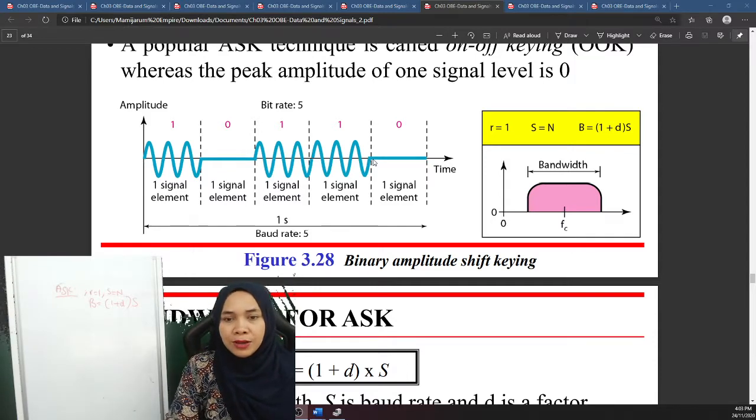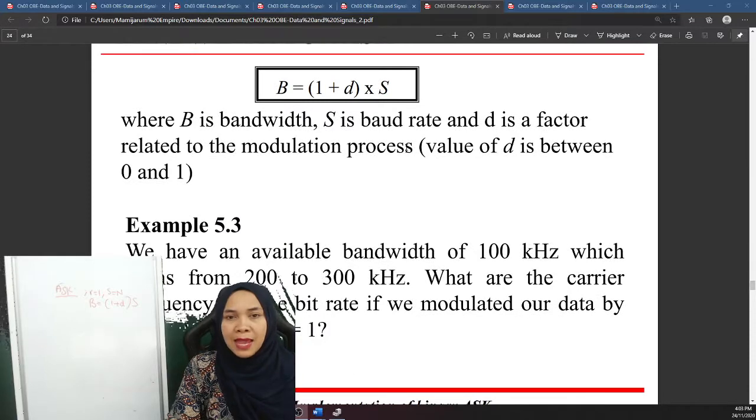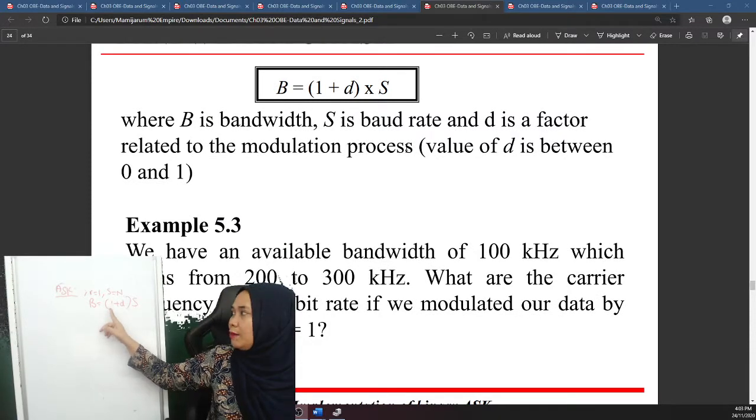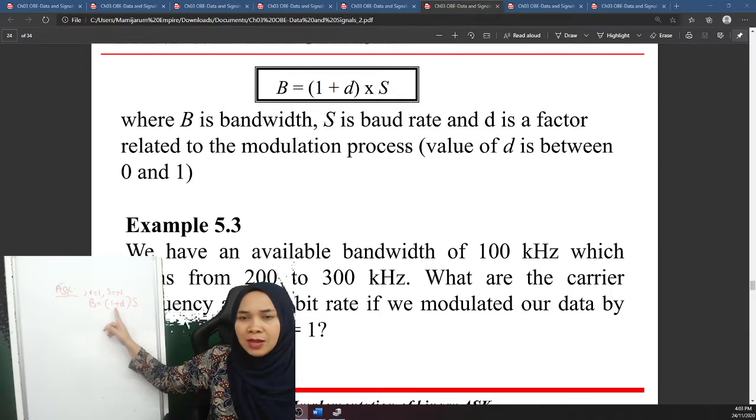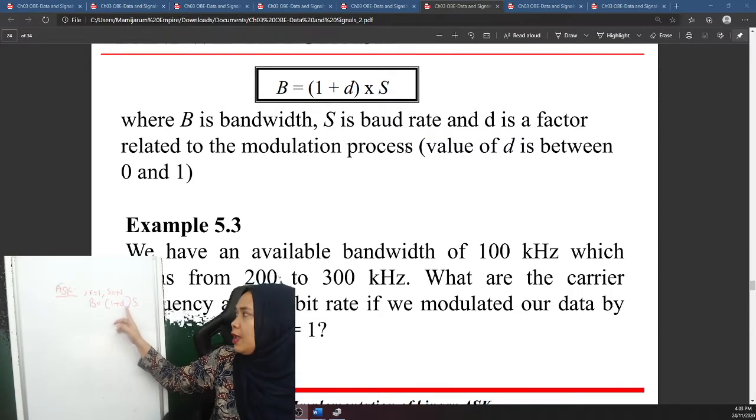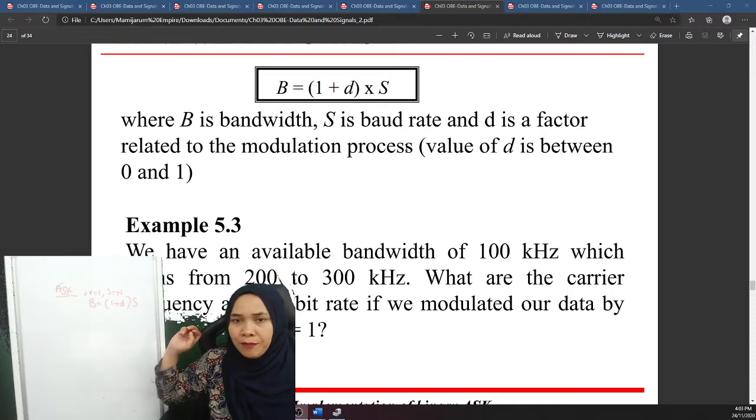So now we look at the example here. B is the bandwidth, 1 plus d. d, as we can see here, is between 0 and 1. And S is the baud rate, or signal rate.